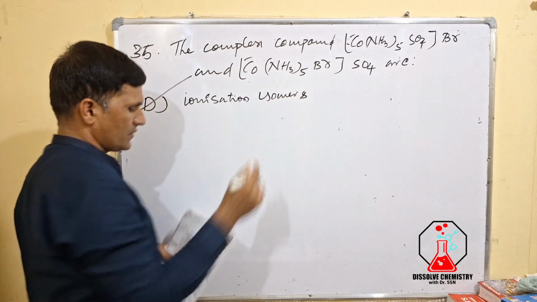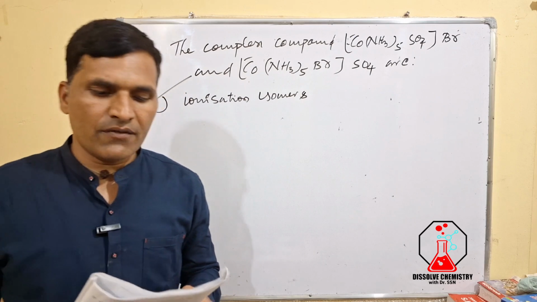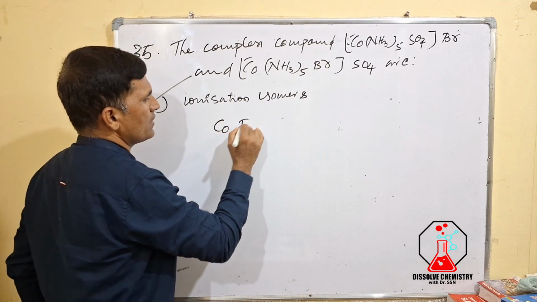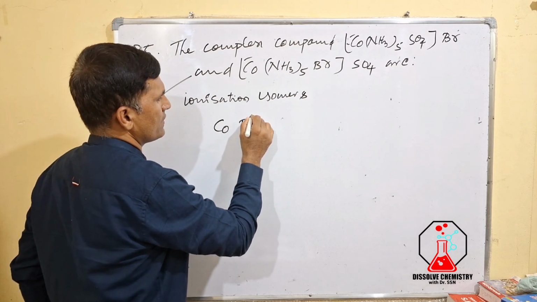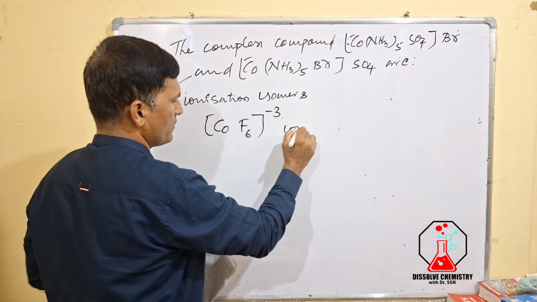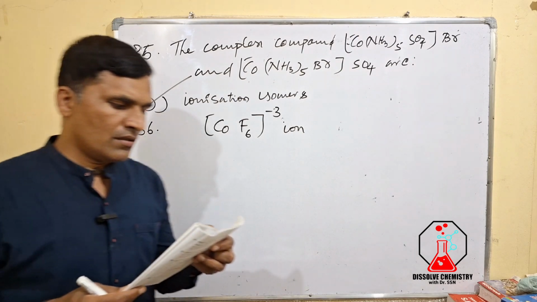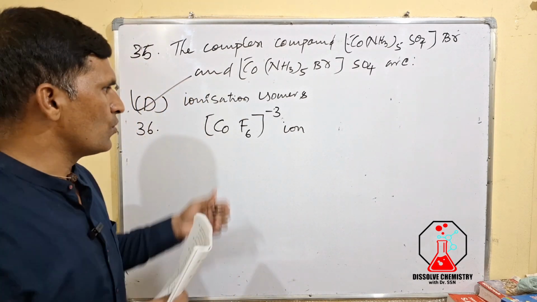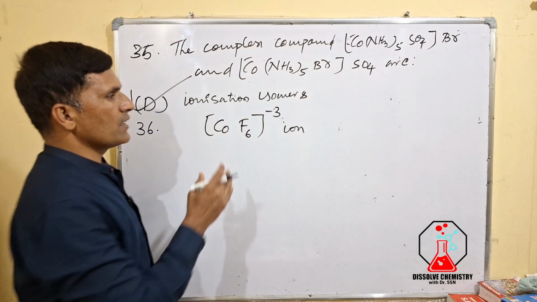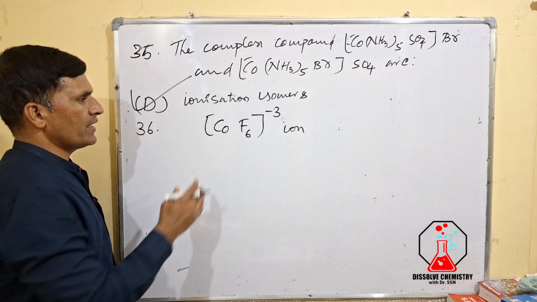Okay. The next question is, which of the following statements are true about the cobalt F6, -3 ion. 36th question. Which of the following statements are true with respect to this complex that is being given? Okay, first I will explain what it is, then we will go through the options and then we will be able to identify that one.